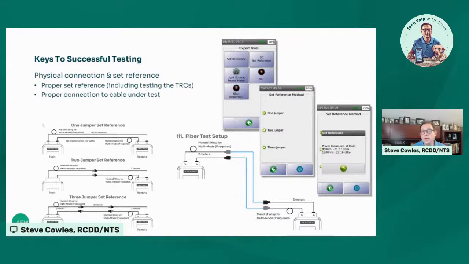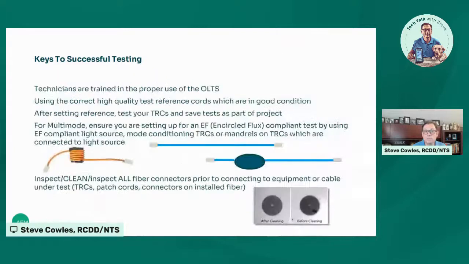And the standards will allow you a certain amount of loss, 0.10 dB for multi-mode and 0.2 for single mode. So you can be aware that you want to make sure your reference cords don't exceed that. And you can test those prior to beginning your testing sequence for the day. Save those in your test database so you've got proof that you tested those cords.